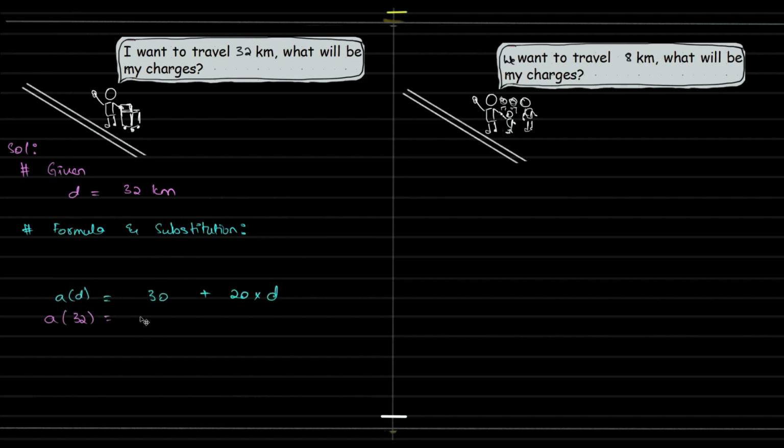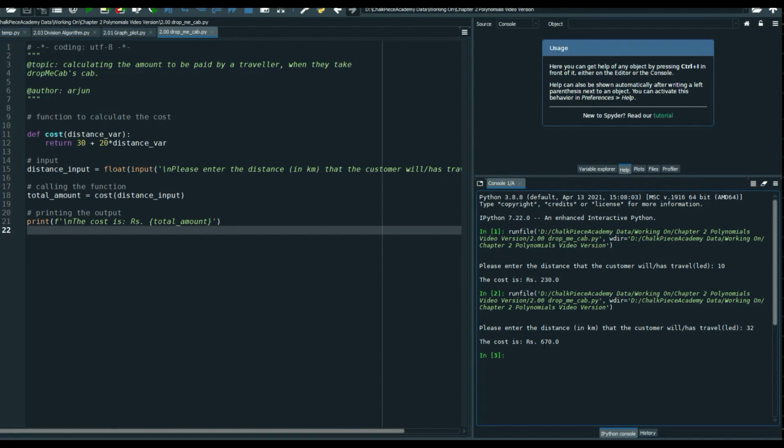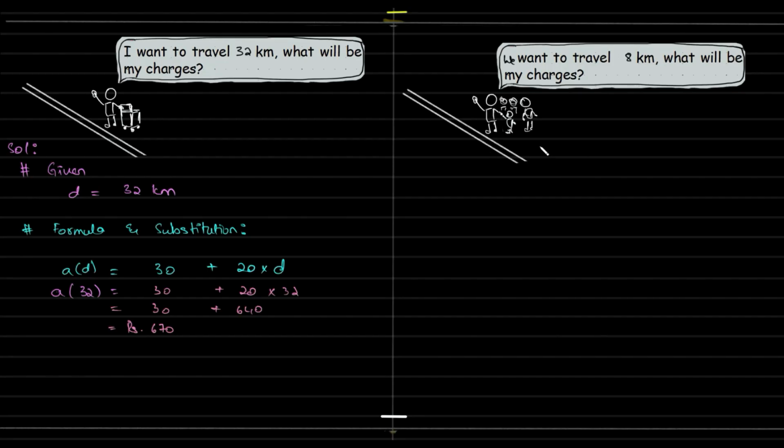So the formula for this particular scenario is A of d is equal to 30 plus 20 into d. In place of d, I'm replacing it with 32. So this will be 30 plus 20 into 32. As per BODMAS, it will be 30 plus 20 into 32. So this is 640, and the sum of this is 670. So the amount to be paid by that person is 670, and that's what our code also told us. Is it not? Right?